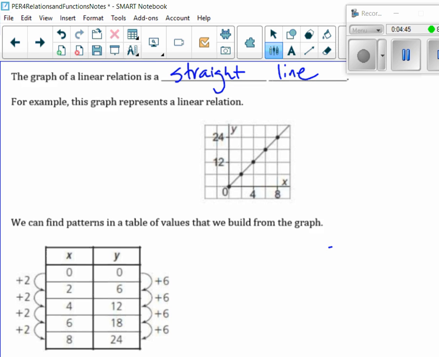So do you see that for every 2 that the x goes up by, my y goes up by this similar amount? It doesn't have to be the same. For instance, this is going up by 2. This is going up by 6. Okay? So you should see that pattern in a linear relation. For everything that goes up by x, the y should go up or down by a constant amount as well.